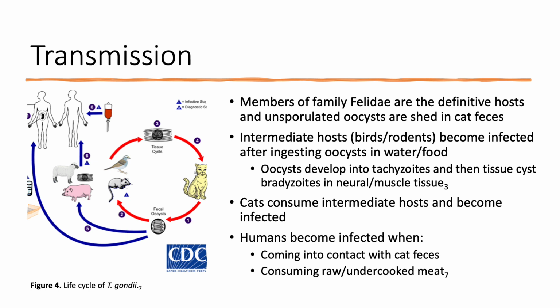So once inside of the intermediate hosts, these oocysts will develop into tachyzoites and then tissue cyst bradyzoites in their neural and muscle tissue. The cats will consume these intermediate hosts, and then they will become infected with the Toxoplasma gondii bradyzoites. And then humans in turn become infected when they come into contact with these cat feces that have the bradyzoites. And another method of transmission is actually from consuming raw and undercooked meat.